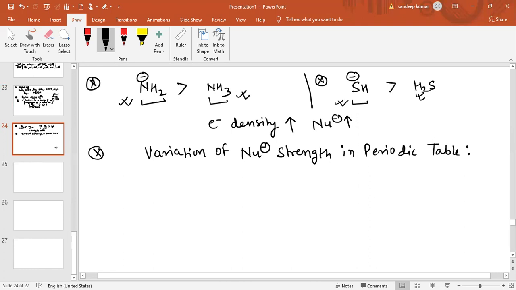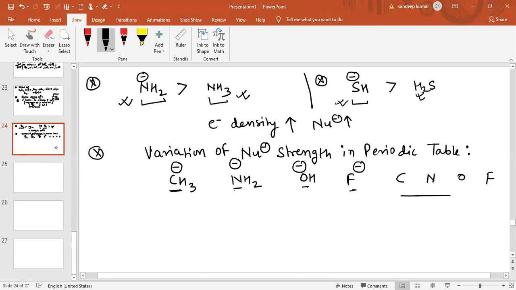So basically, we have to compare the nucleophilic strength of CH3 minus, NH2 minus, OH minus and F minus. As we know, this is group 14, this is 15, this is 16, and this is 17. So these are the nucleophilic variations across the period: first carbon, then nitrogen, then oxygen, and then fluorine.